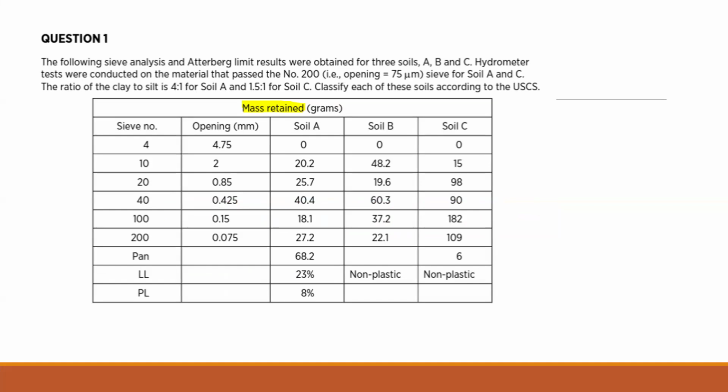So we know they're asking us the following: sieving analysis and Atterberg limit results were obtained from 3 soils A, B, and C. Hydrometer tests were conducted on the material that passed the number 200, that is the 75 micron sieve, for soil A and C. So you can see this one. Passing from this one is only for A and C and nothing is passed through soil B. There is no particles passed through the 75 micron sieve.